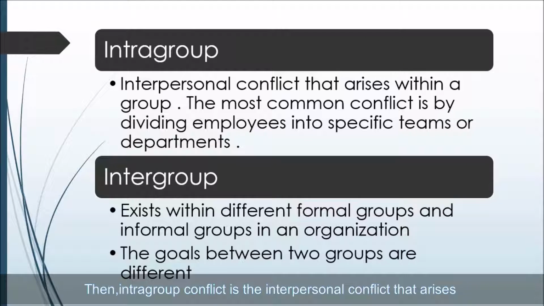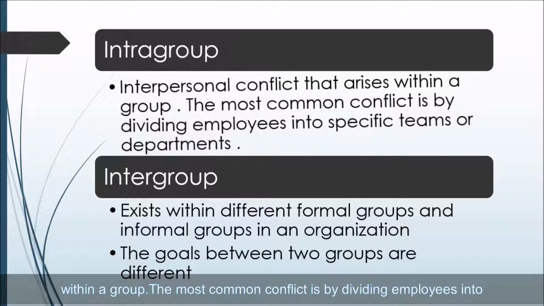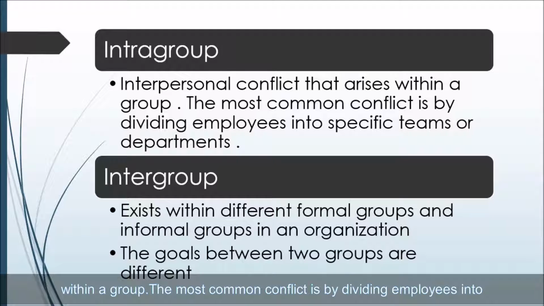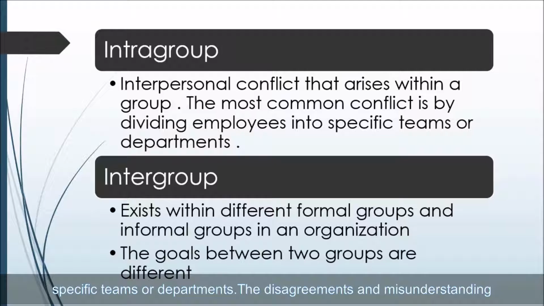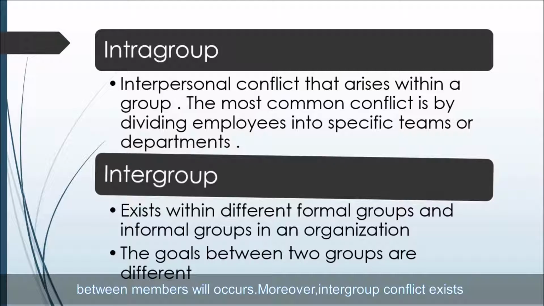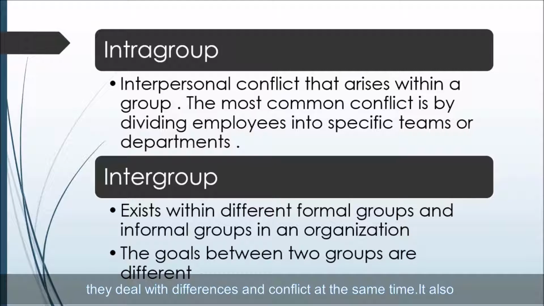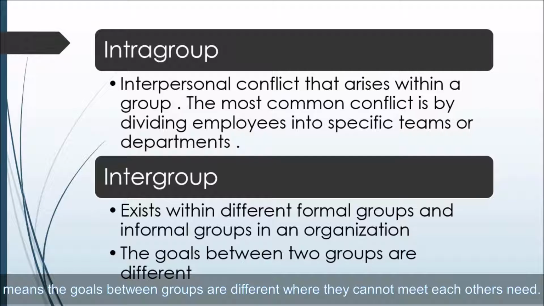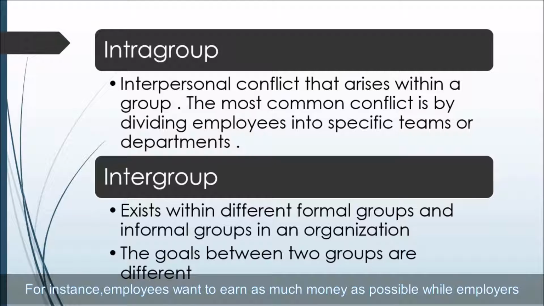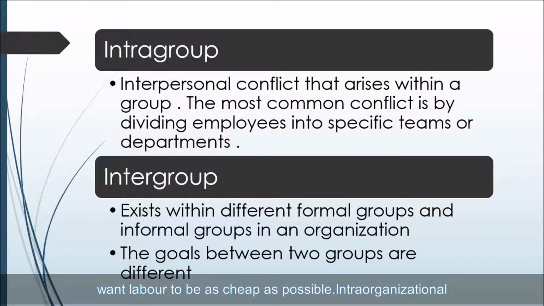Then, intragroup conflict is the interpersonal conflict that arises within a group. The most common conflict is by dividing employees into specific teams or departments. Disagreement and misunderstanding between members will occur. Moreover, intergroup conflict exists within different formal groups and informal groups in an organization, and they deal with differences and conflicts at the same time. It also means the goals between groups are different, where they cannot meet each other's needs. For instance, employees want to earn as much money as possible, while employers want labor to be as cheap as possible.